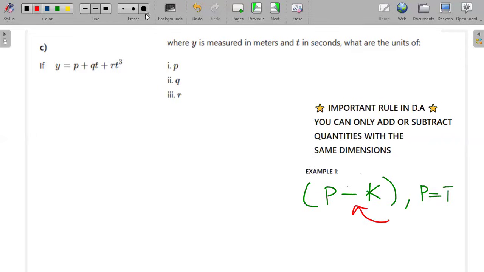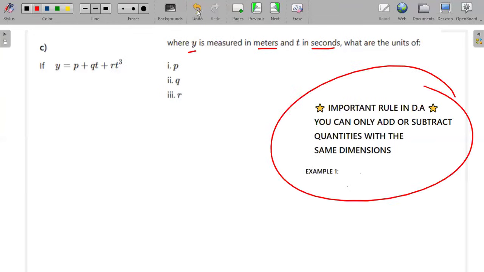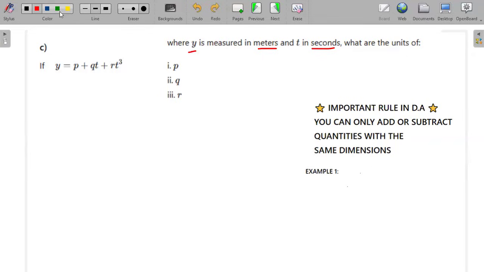So that's what we're going to see in this question. They're saying if y is equal to p plus qt plus rt to the power 3, where y is measured in meters and t is measured in seconds, what are the units of p, q, and r? This is a very simple question, but if you don't know this rule, then your head will start spinning, and you won't get it correct.